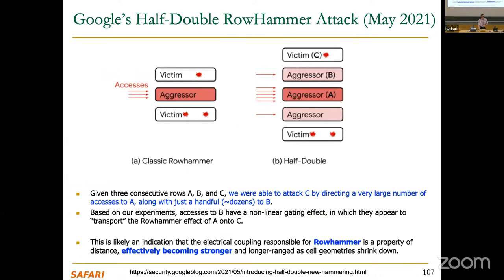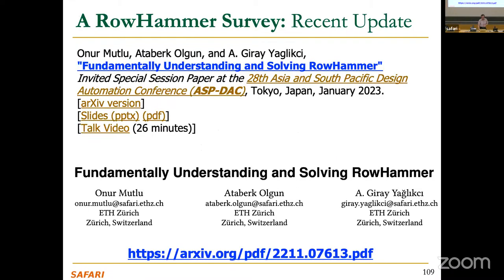But industry is also introducing attacks, like Google itself introduced this Half-Double RowHammer attack. So it's a little bit different from the original RowHammer attack. What they do is you have the victim rows over here, and you have an aggressor row that's not immediately adjacent. Basically, they hammer this row that's a little bit farther. There's another row in between. They hammer this a lot, they hammer this little, and they cause bit flips in the victim. This basically shows that the RowHammer effect is getting worse in the physical memory. And it's also interesting for other reasons that we don't have time to talk about.